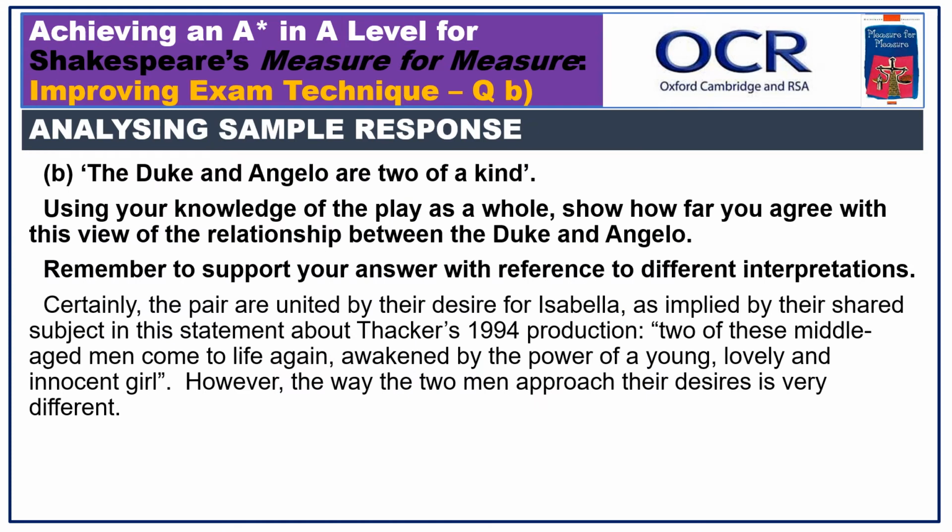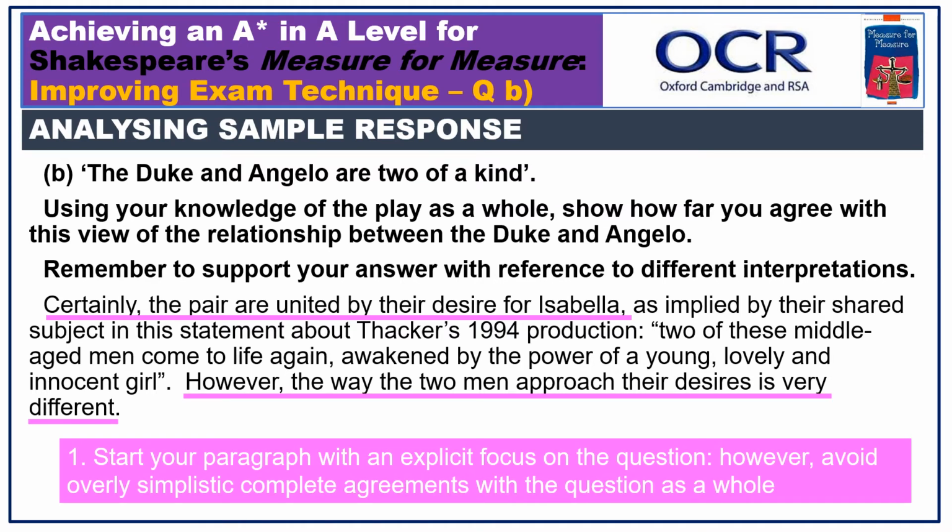Feature number 1. Show the examiner that within your first main paragraph you are sharply focusing on the question, rather than, say, wasting time retelling a section of text. However, notice that I first seem to agree with the statement, at least in relation to the pair's feelings towards Isabella, before I move on to clarify my point, introduce a more sophisticated point by suggesting that their approaches to their desires may be very different.